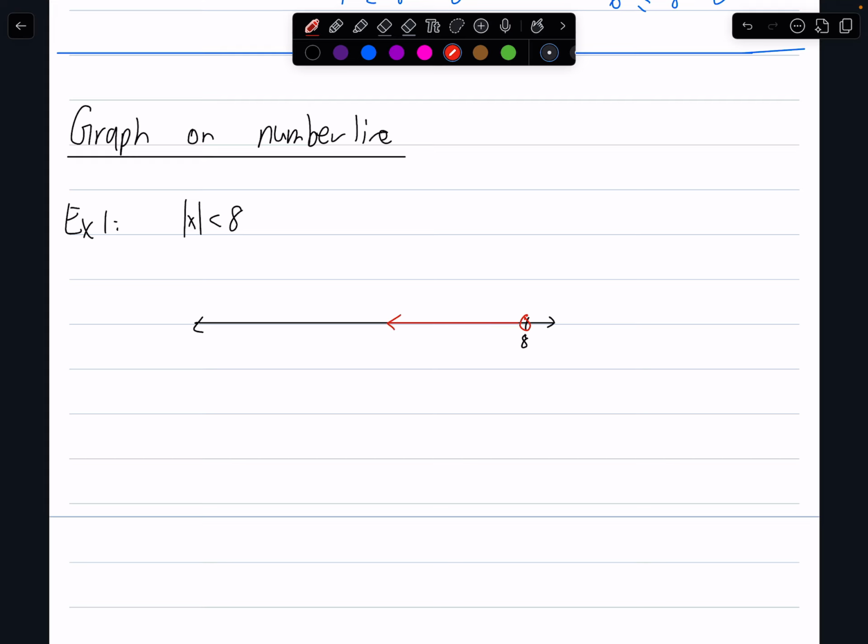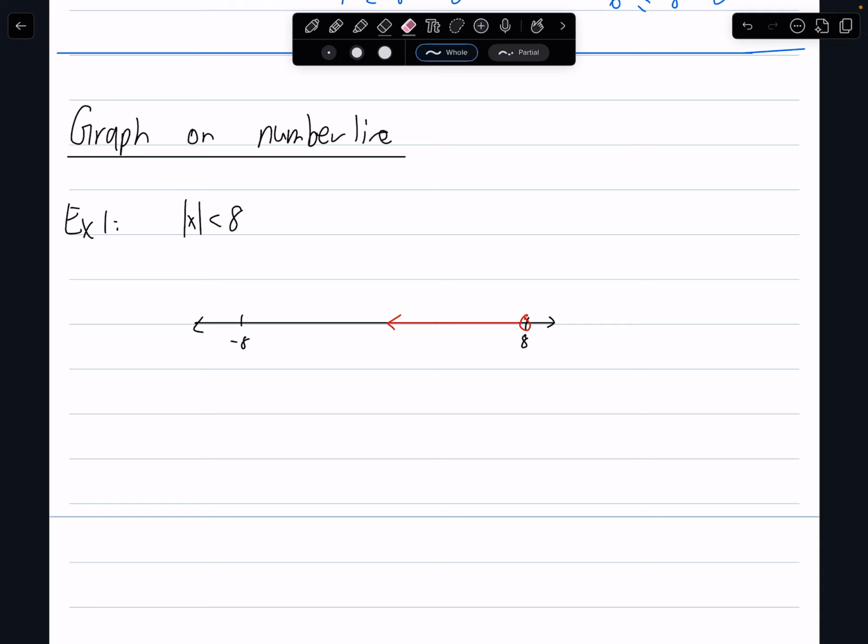Oh, sorry, all the numbers less than 8. But this isn't actually right. This makes sense if the equation was x is less than 8. But the equation doesn't say x is less than 8. It says the absolute value of x is less than 8. That means something entirely different. That means that it's going to include all the numbers from 8 to negative 8.